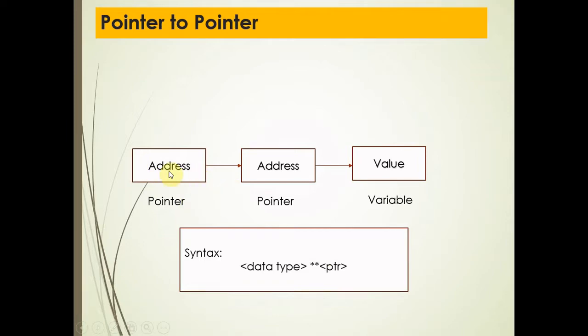In this concept, you can see there are two pointer variables. This pointer points to this pointer, and this pointer points to this variable. It means this pointer contains the address of this variable, and this pointer contains this pointer's address. So this pointer directly points to this value. This concept is known as the pointer to pointer variable concept.